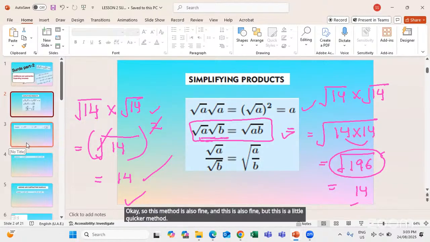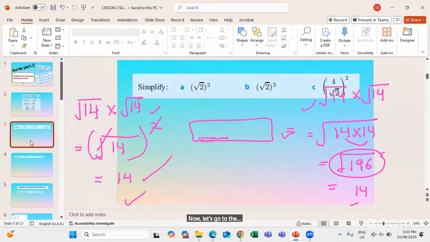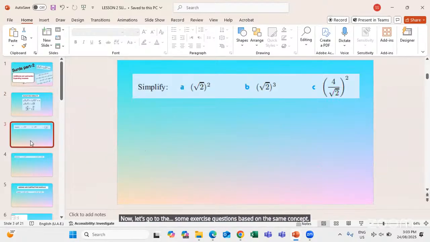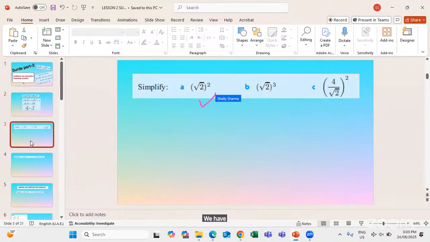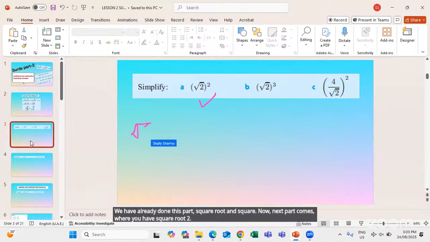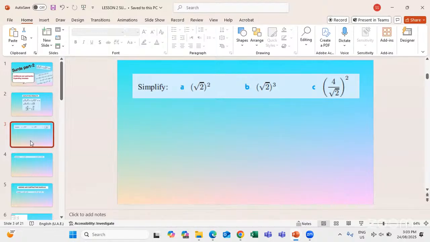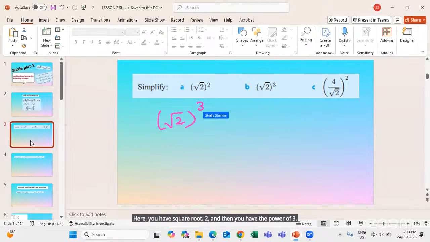Now let's go to some exercise questions based on the same concept. We have already done this part, square root and square. Now the next part comes where you have square root of 2 and then the power of 3. So what does it mean?